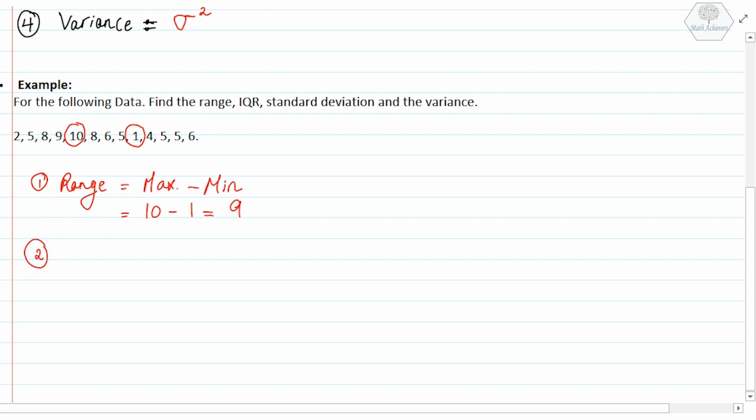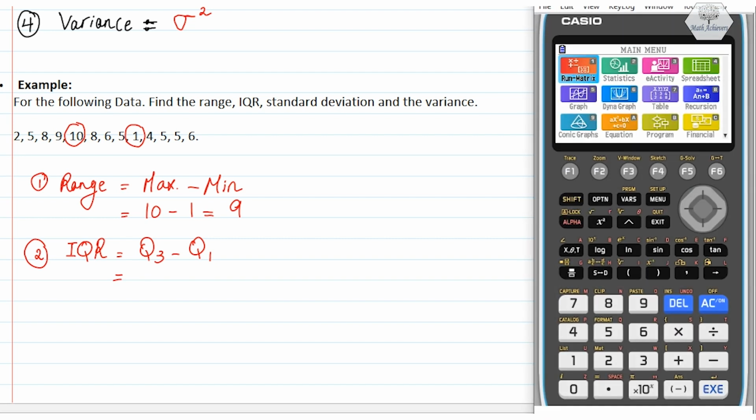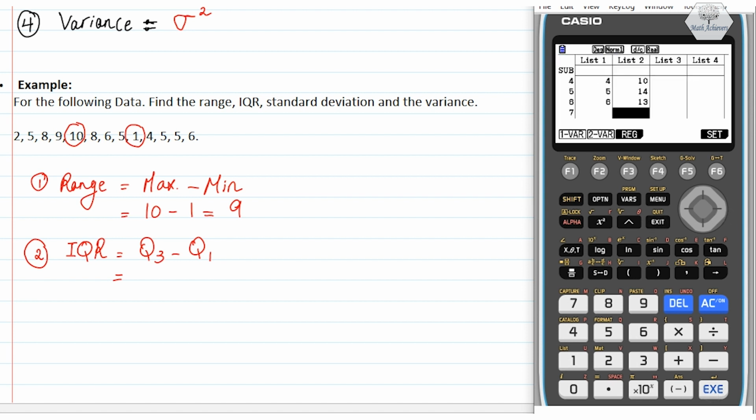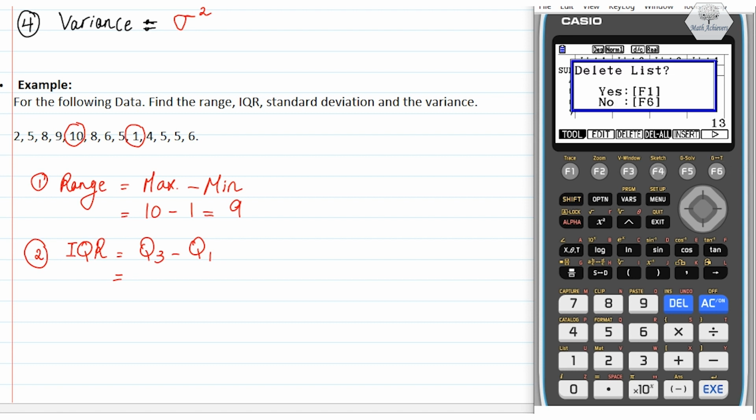The second measure that I want to find is the IQR, which is simply equal to Q3 minus Q1. And now I will use my graphical display calculator to find out Q3 and Q1. I go to Statistics and exit. Here I have to fill in the list. First, I have to delete everything. Delete all.